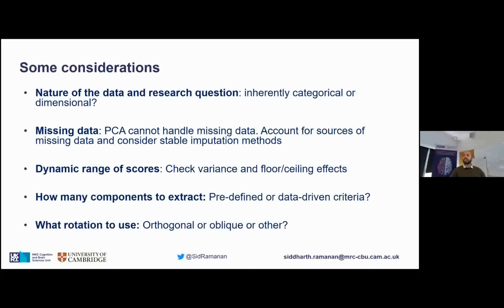It's important to check the dynamic range of scores. You want to make sure that you don't have floor or ceiling effects, but there should be some sort of variation. And obviously, two very important things are how many components to extract and what rotations to use. Since we're short on time, you can talk to me about that.